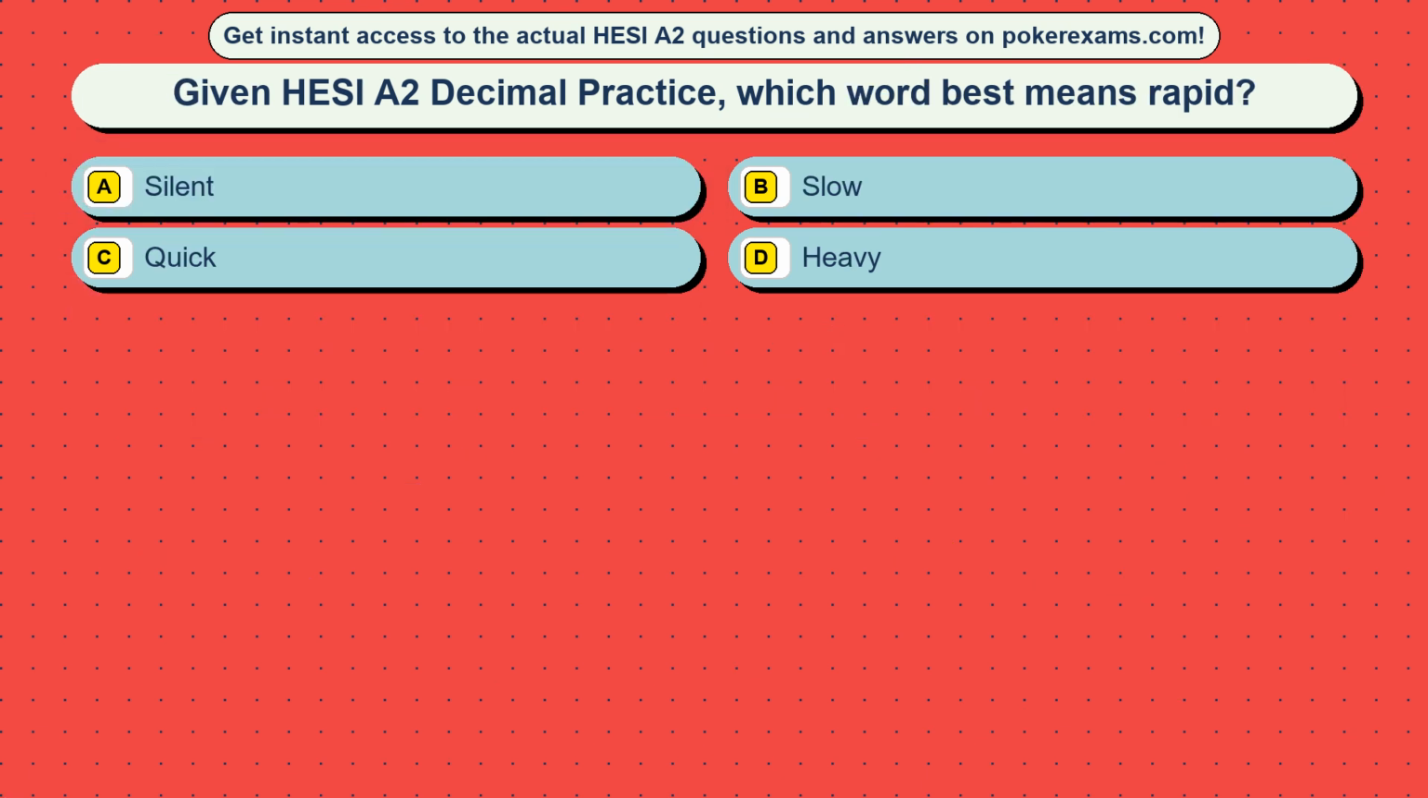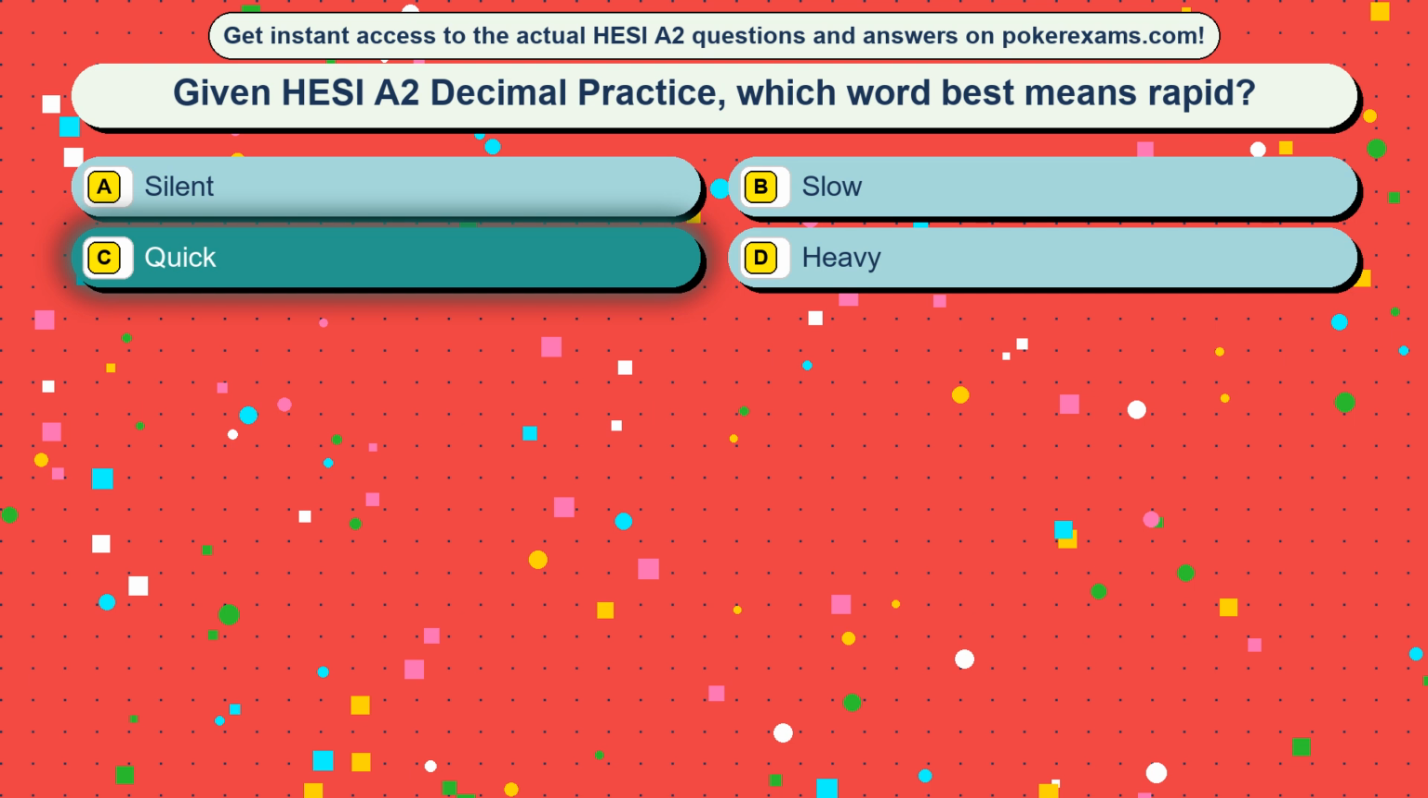Question 8. Given HESI A2 Decimal Practice, which word best means rapid? Option A silent. Option B slow. Option C quick. Option D heavy. The correct answer is option C, quick.